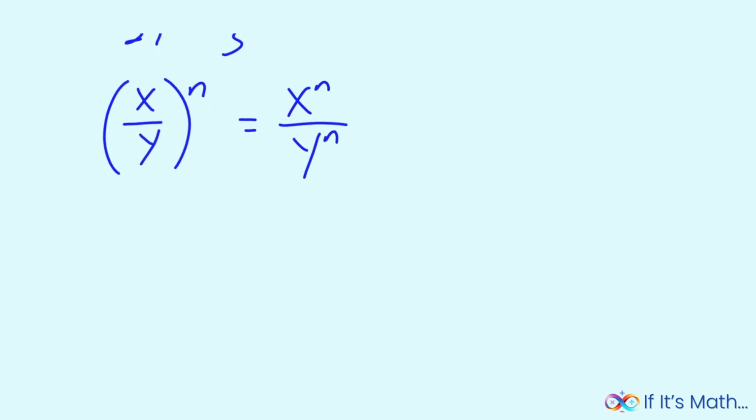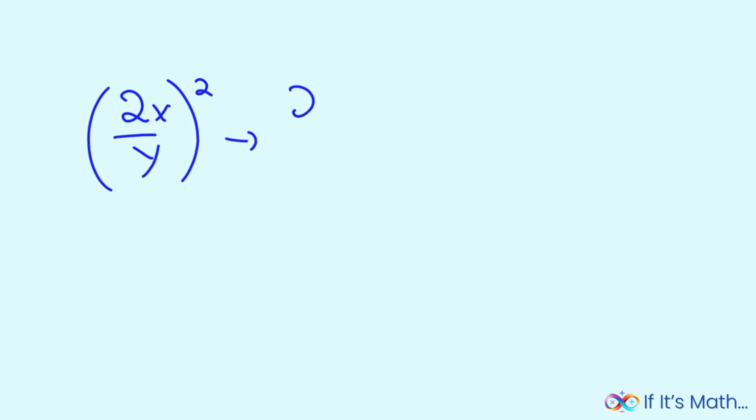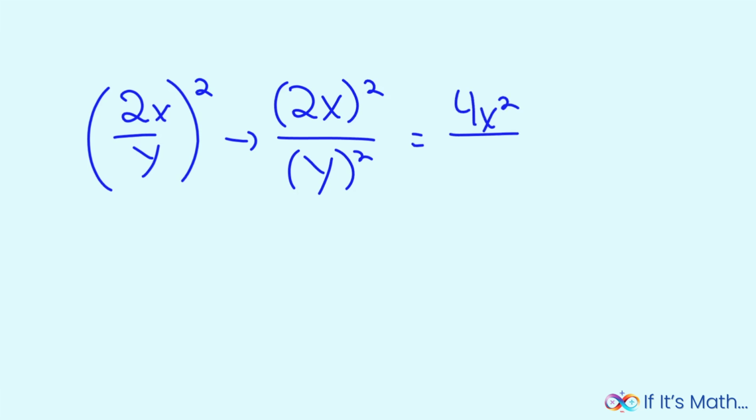So one example here again. If you have, say, 2x over y raised to the second power, or squared, we know that that is going to give you 2x squared over y squared, which will give you 4x squared over y squared.